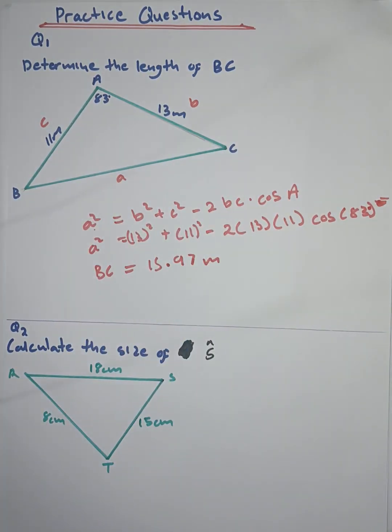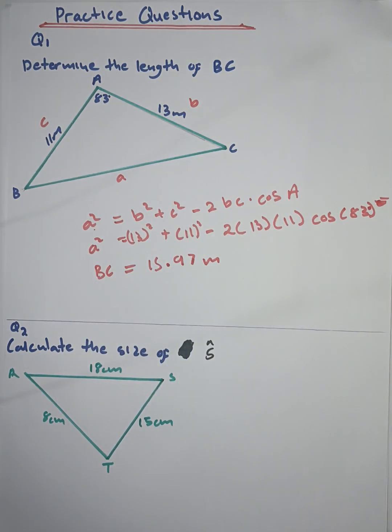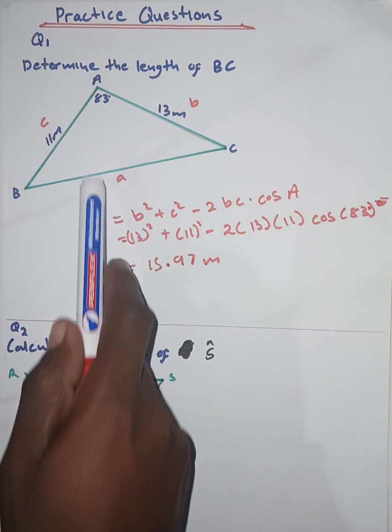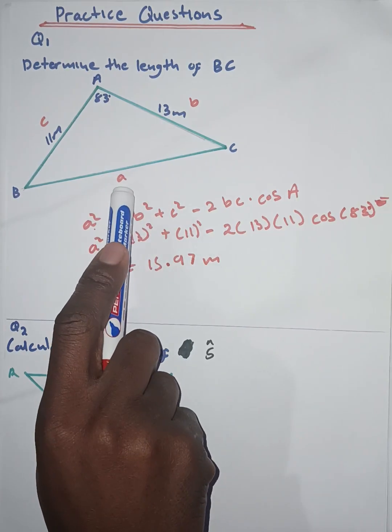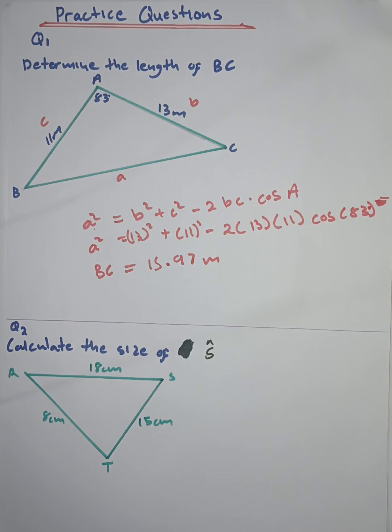Now remember what I said: if you're looking for a side, you must be given two sides and an angle. So that's one thing that you must note. And also, if you're looking for an angle, you must be given all three sides. So in this case we're looking for a side, so we needed to have at least two sides and an angle.